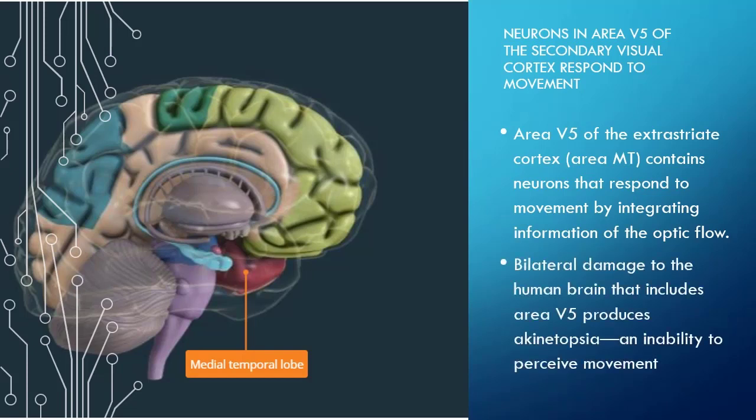And it turns out that in a very, very rare set of cases, there have been some humans that have bilateral damage to this area V5. And it produces this kind of a crazy disruption we call akinetopsia, which is an inability for them to perceive movement. And I think it's pretty hard to describe the way that these individuals go through their world, because it's as if the brain can take a bunch of still images without ever putting them together.